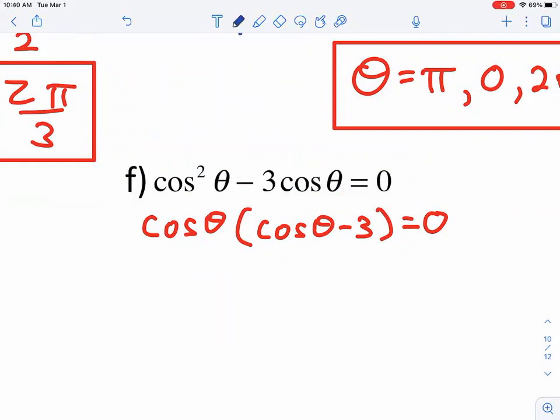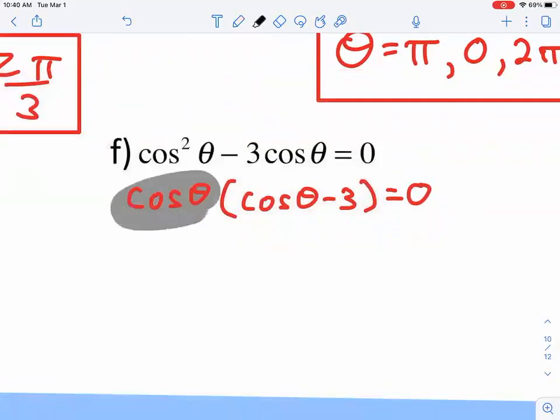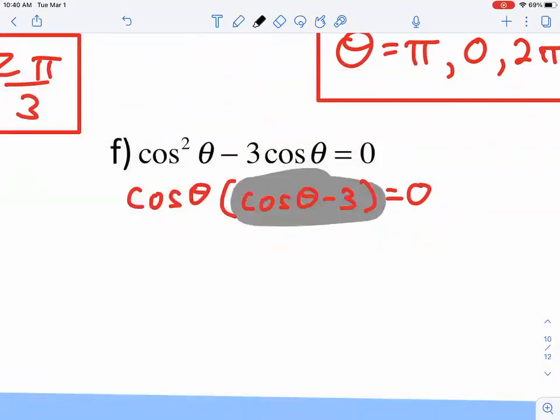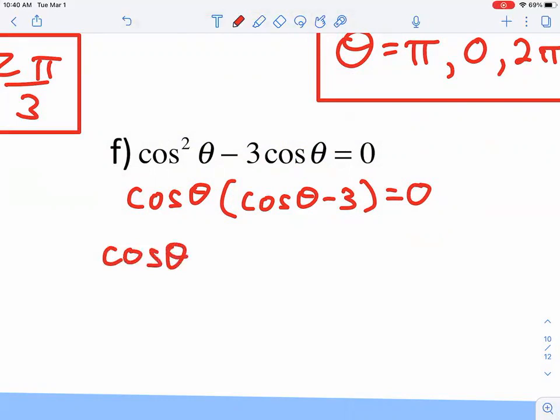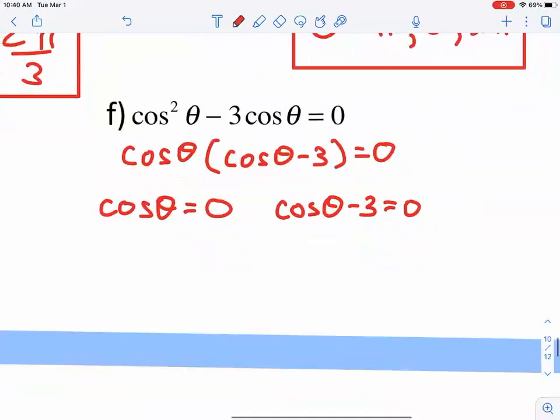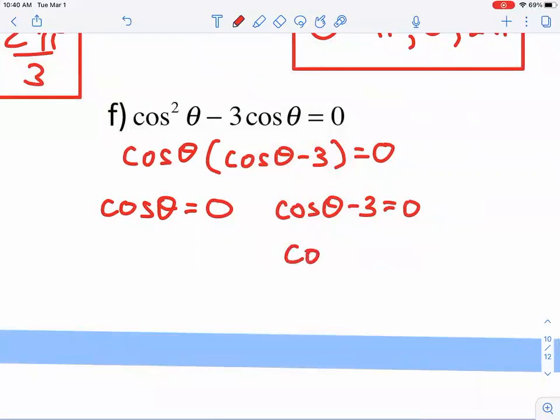All right, now I'm going to use the zero product property. I'm going to set this equal to 0 and set this equal to 0. So I have cosine theta equals 0. I'll solve that in just a second. And cosine of theta minus 3 equals 0. Which I got to move the 3 over, so I get cosine of theta equals 3.